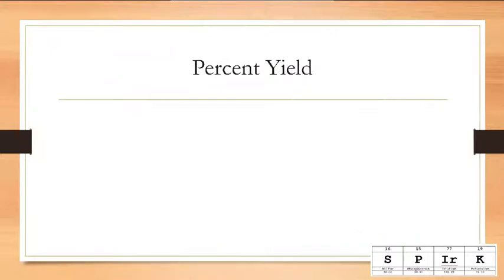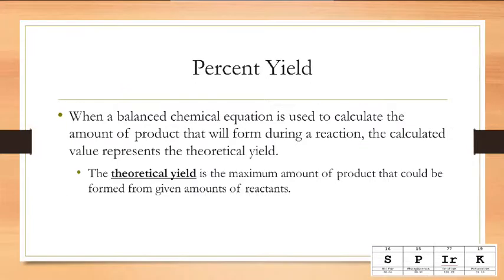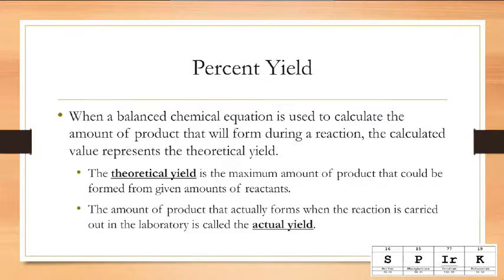All right, so the next thing we're going to talk about is the percent yield. When a balanced chemical equation is used to calculate the amount of product that will form during a reaction, the calculated value represents the theoretical yield, or what you should get if the reaction goes 100% correctly. The theoretical yield is the maximum amount of product that could be formed from given amounts of reactants. The amount of product that actually forms when the reaction is carried out in the lab is called the actual yield. So think about that baking soda lab that we just did.